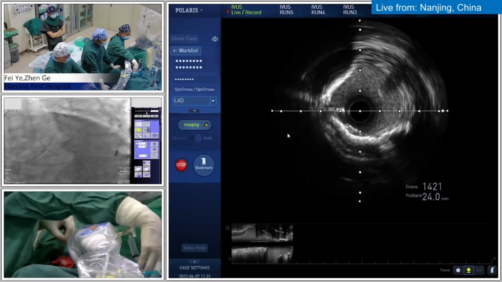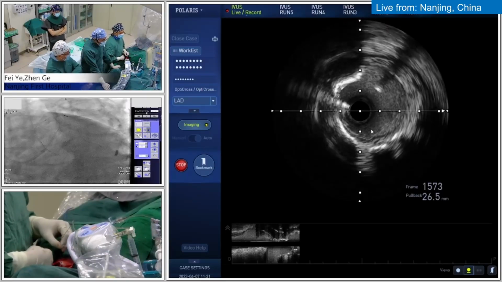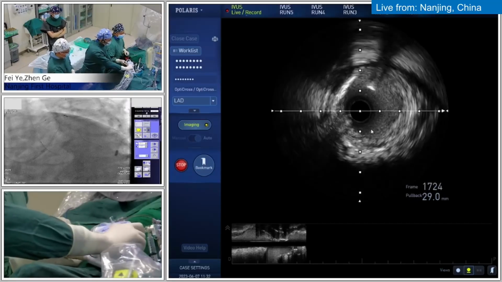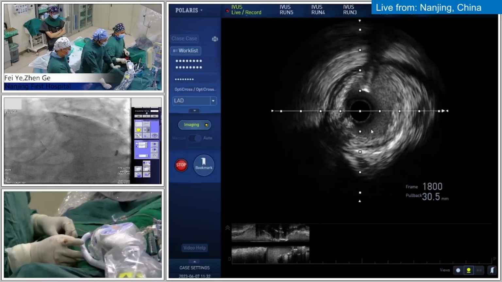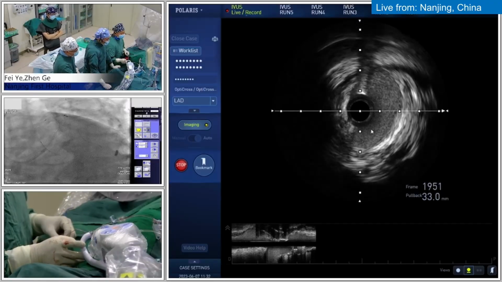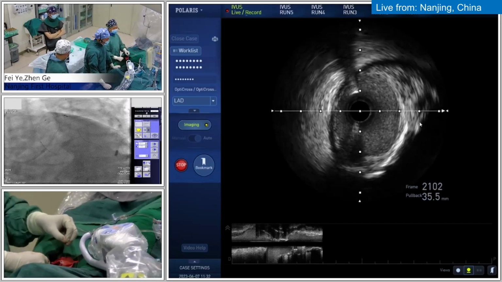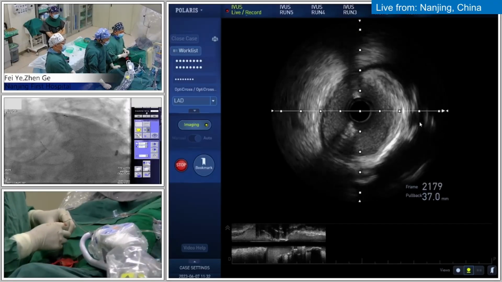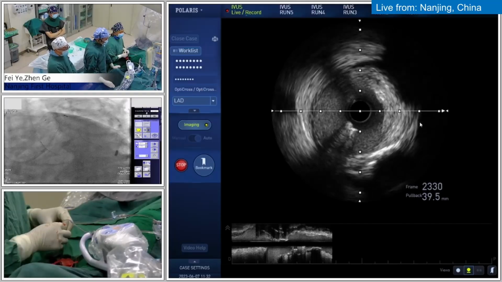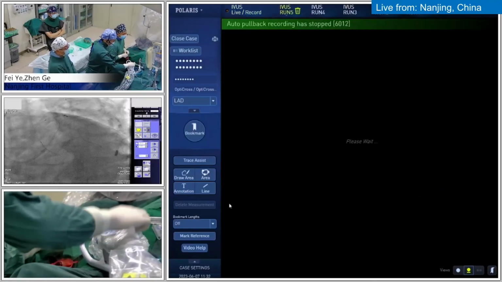Yes, we can see the calcium. The crack of the classification. This is internal dissection. The body of the left main. Okay, we can stop here.